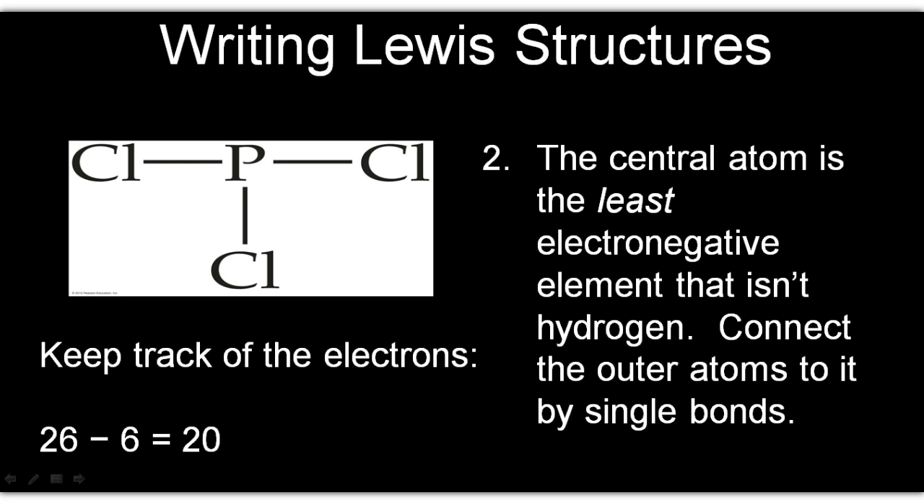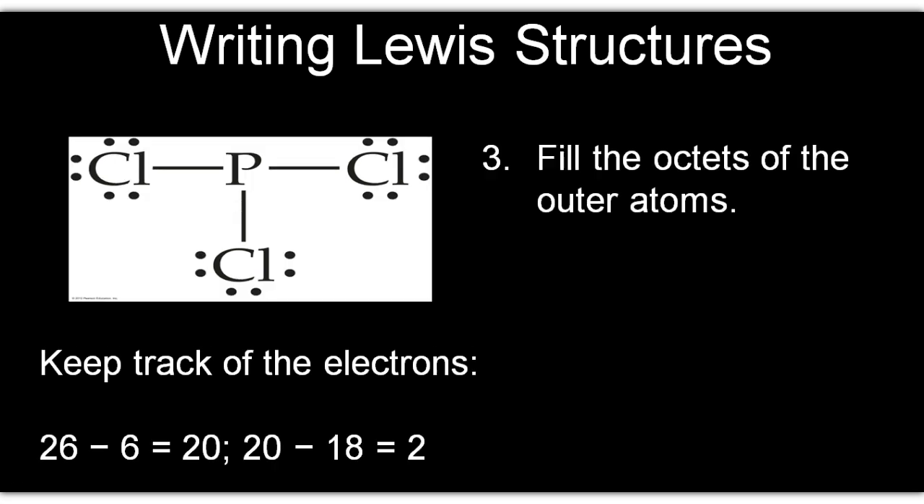The next thing is you should draw these structured out so the least electronegative element is the center, and it can't be hydrogen because it only has 2 electrons to work with. So phosphorus is the least electronegative, so I put that in the middle and surround it with the other elements, in this case chlorine. And then you put a bond between them. Each of these bonds represents 2 electrons. So I'm going to subtract that from my original total, which was 26, and now I'm down to 20 electrons.